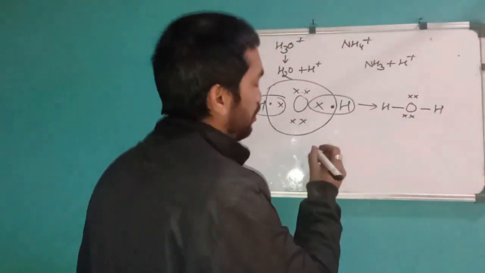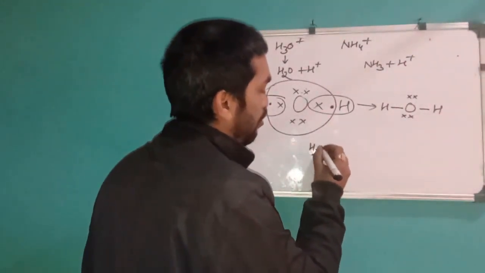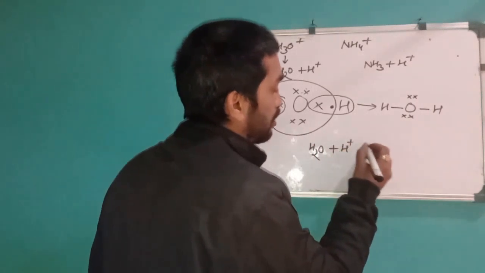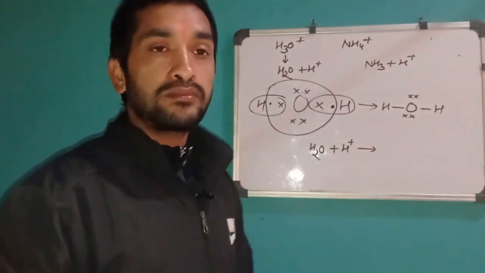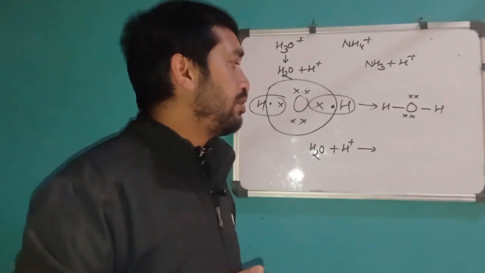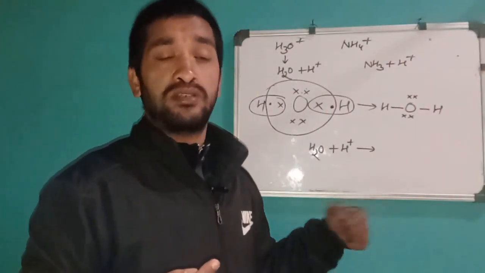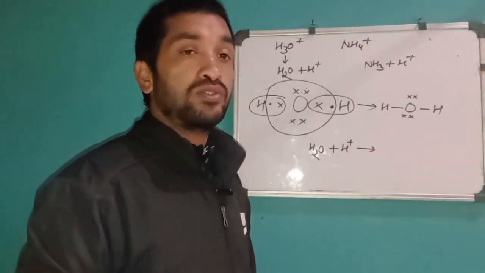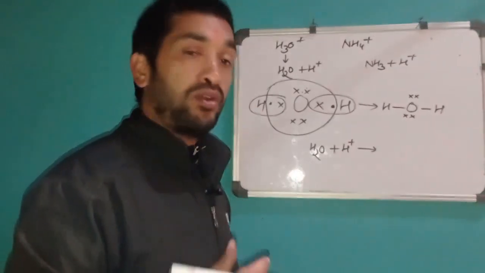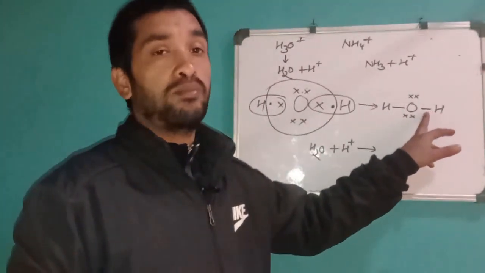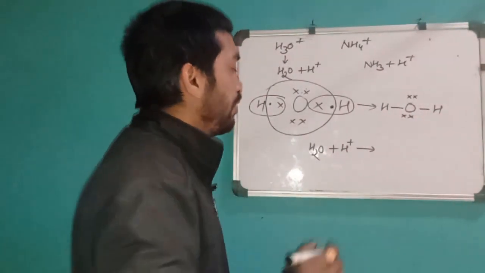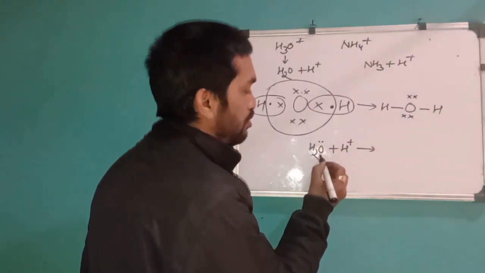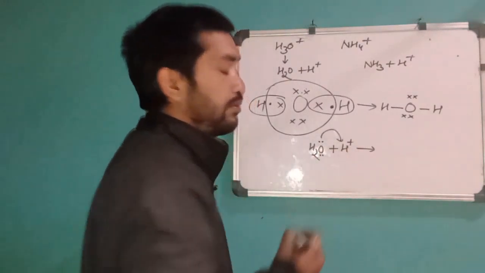Now what will it do? Suppose now a proton comes to make bonding with water. Proton means hydrogen that has donated its 1 electron. So it does not have any electron. And without electrons bonding is not possible. For bonding you need electrons. So what will it do? It has 2 lone pairs of electrons. So one of the pairs will be used for bonding.